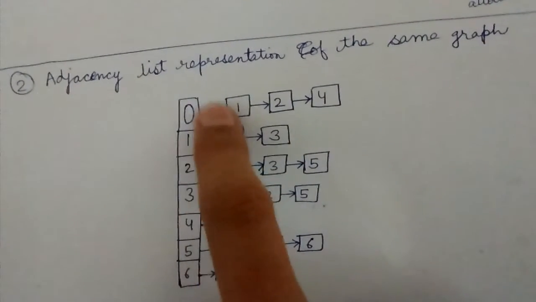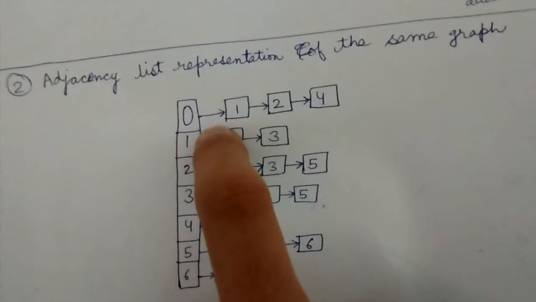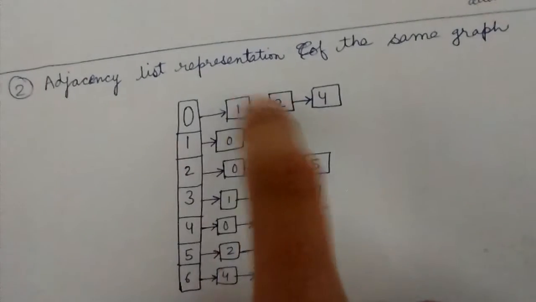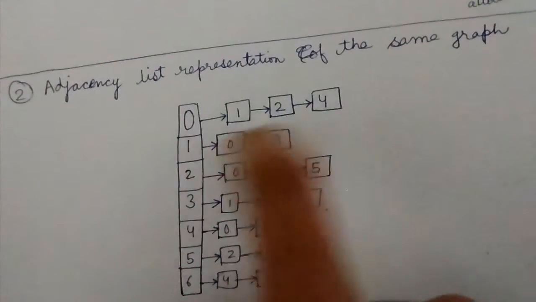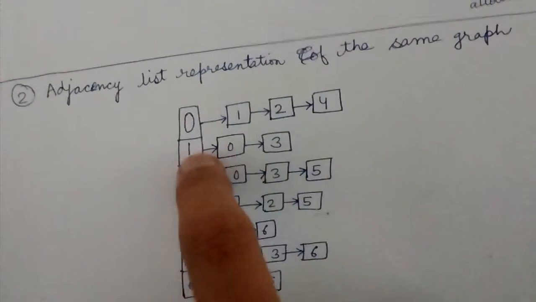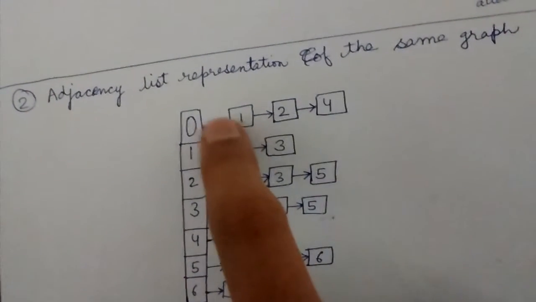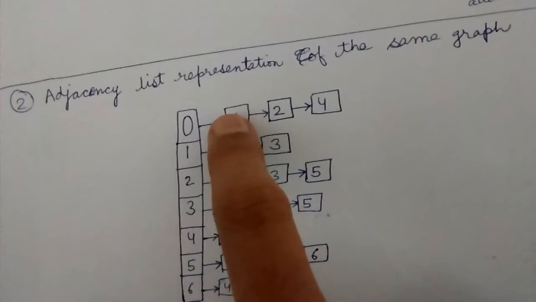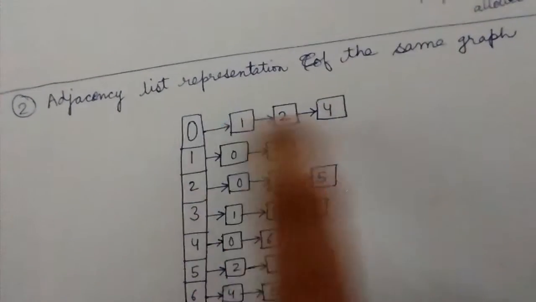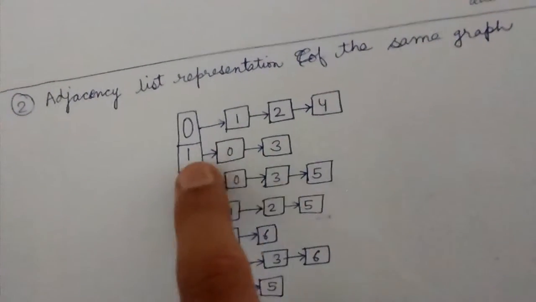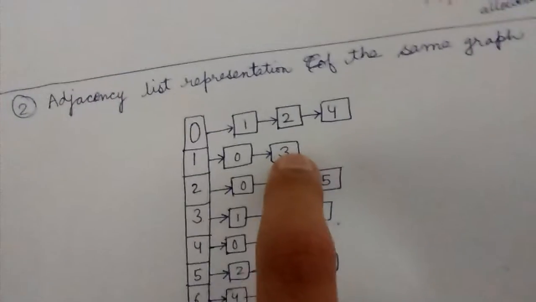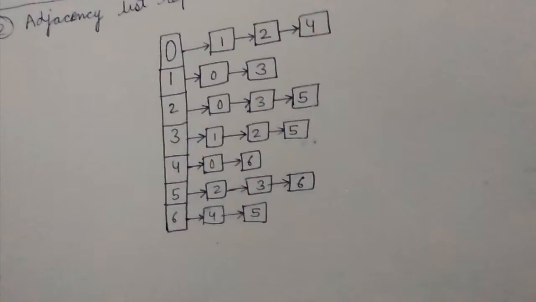these next pointers are originating, and it is pointing to a whole linked list of the vertices which are adjacent to 0 in this case, to 1 in this case. One's adjacent vertices are 0 and 3. So it is like that.